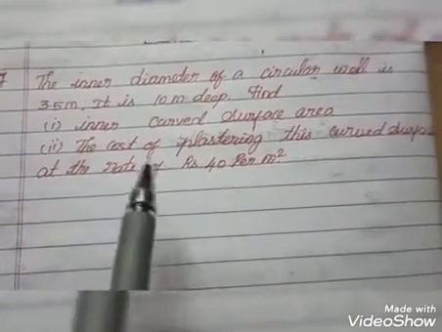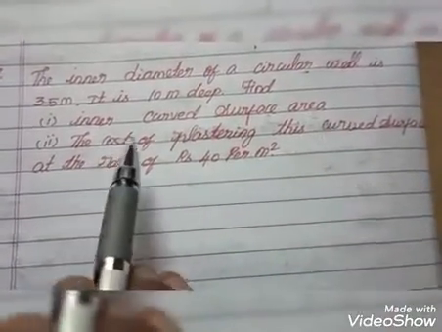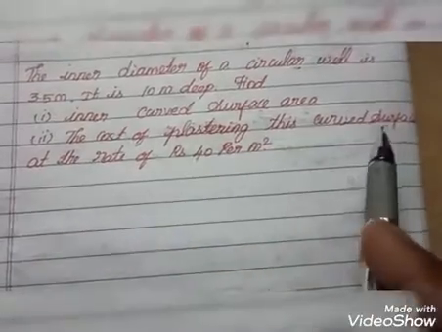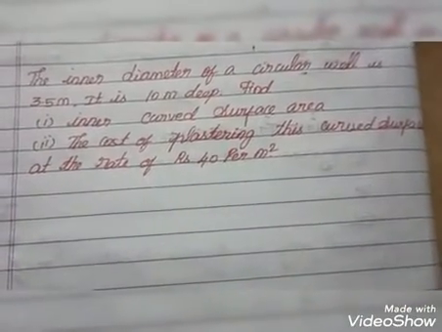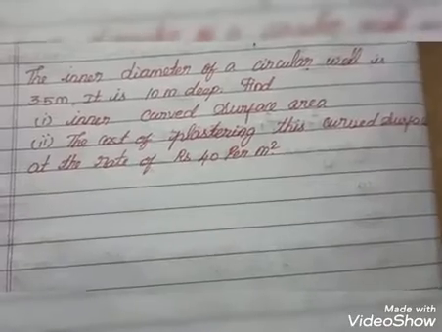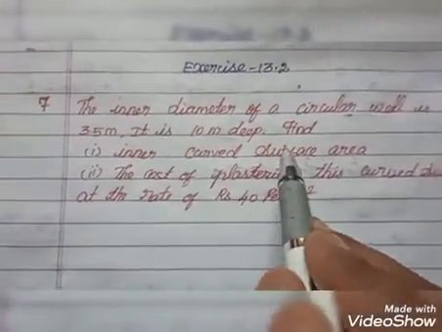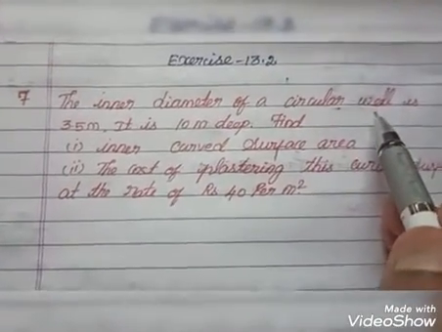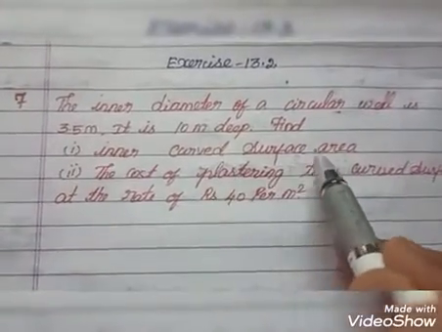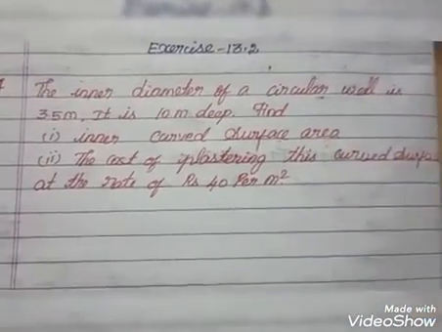We need to find out the inner curved surface area and then the cost of plastering this curved surface at the rate of rupees 40 per meter square. First we need to find the inner curved surface area. So you know that the well is in the shape of a cylinder. So inner curved surface area means curved surface area of a cylinder.